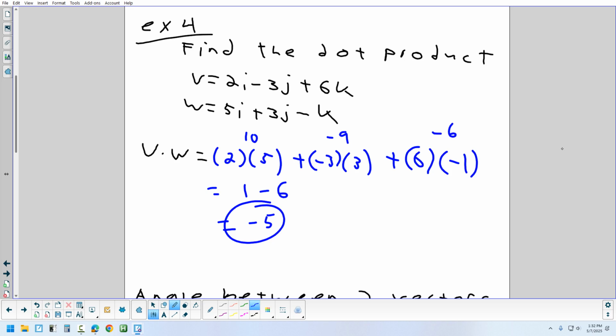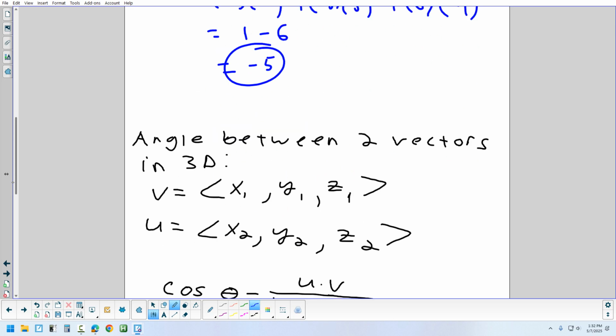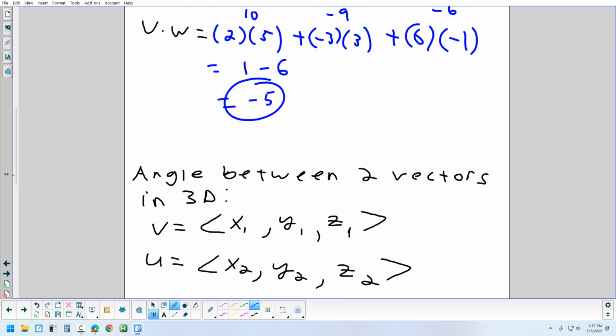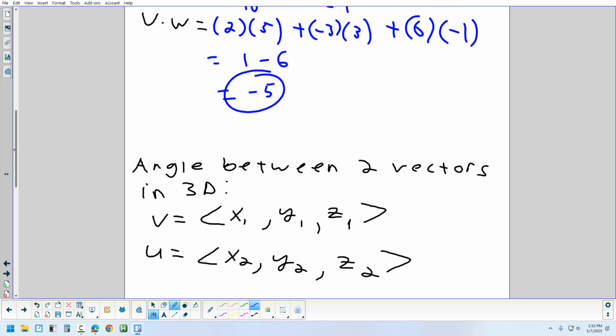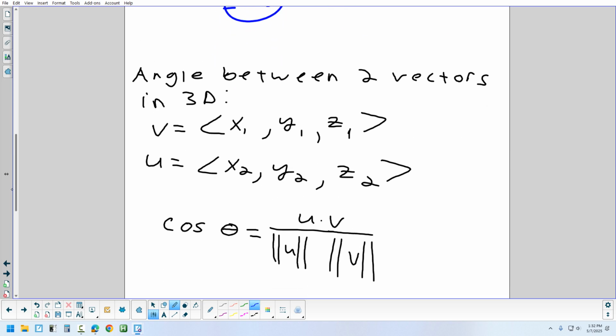Oh, isn't it finding the angle? Finding the angle, yeah. So we're going to do the same thing in 3D. So in 3D, if you want to find the angle between two vectors, first I'll give you two vectors that are 3D. Then we have to use that formula.